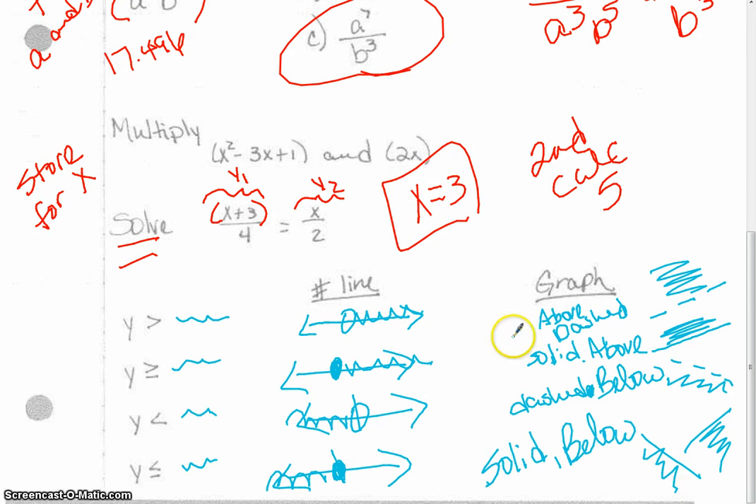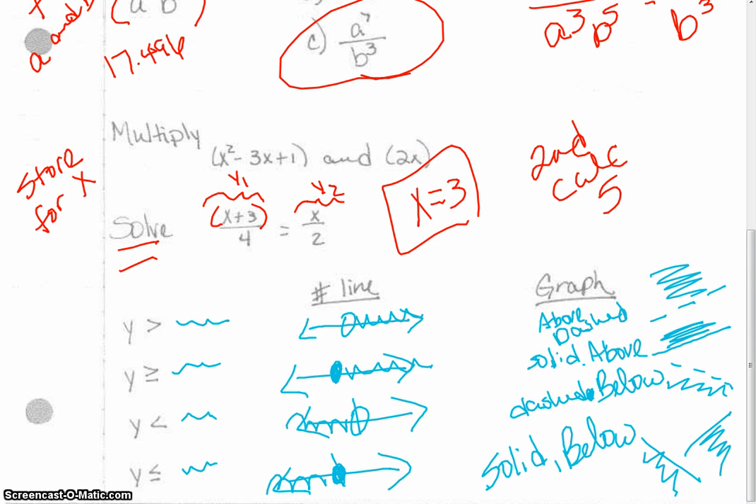So it would be like this, or it could be like this. Okay, so just keep in mind all of your shading rules, your open circle, closed circle, all that good stuff as you work through these problems, because it's going to crop up as you work on your end of course. All right, that's the end of your notes. You're ready to start your assignment.